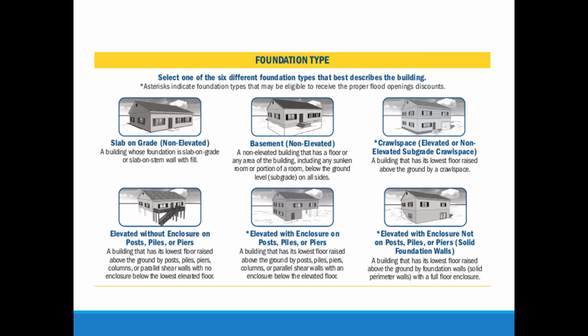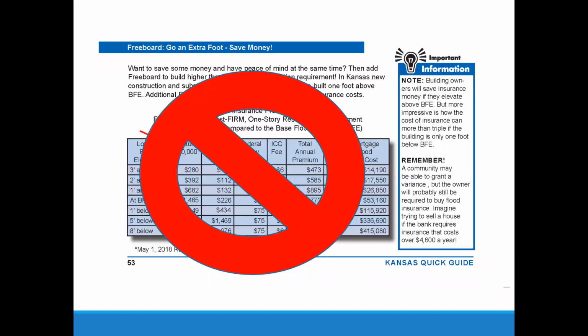So you have slab on grade, which is 1A, 1B, and 3. The basement is 2A, 2B, and 4. And then 5, 6, and 7 are the same as they were for the elevation certificate. And then they have combined crawl spaces into just one category. So this is from the quick guide.